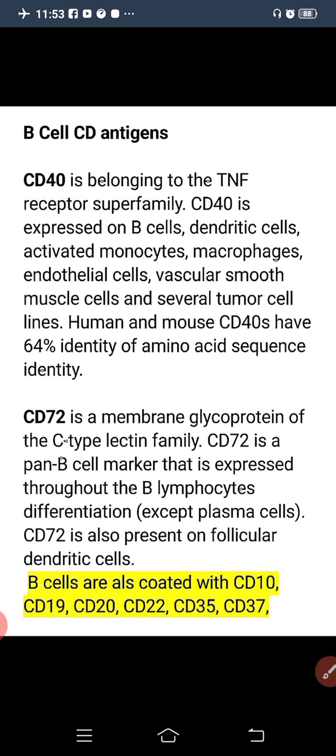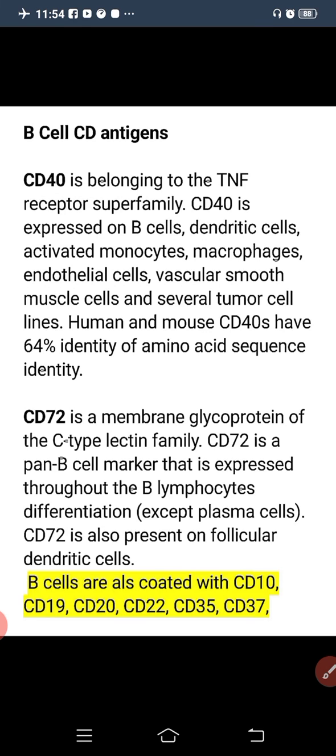So CD40 is expressed on B cells, dendritic cells, activated monocytes, macrophages, endothelial cells, vascular smooth muscle cells and several tumor cell lines. Human and mouse CD40s have 64% amino acid sequence identity. CD72 is a membrane glycoprotein of the C-type lectin family. CD72 is a pan-B cell marker that is expressed throughout B lymphocyte differentiation except in plasma cells.